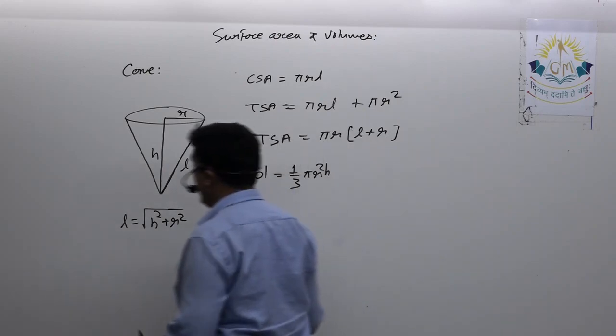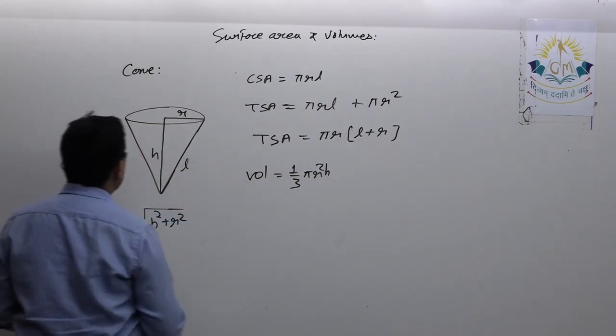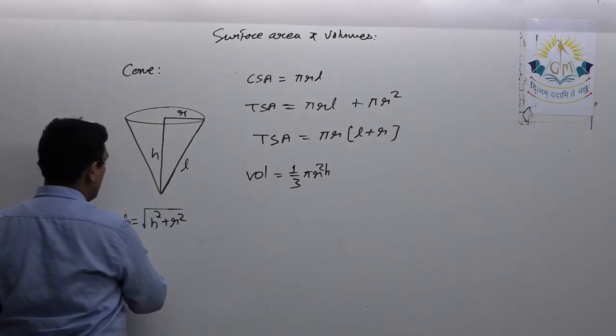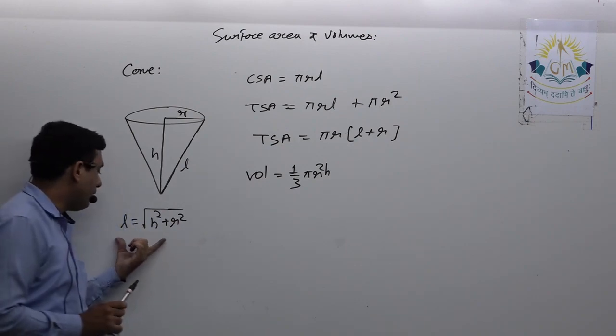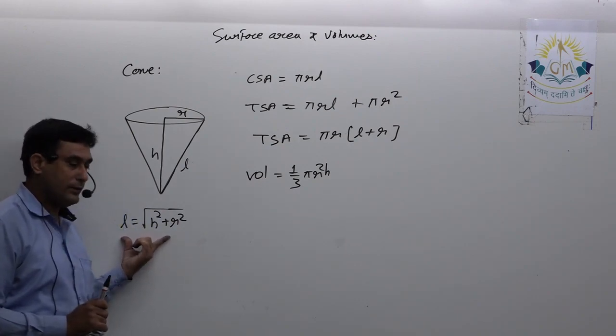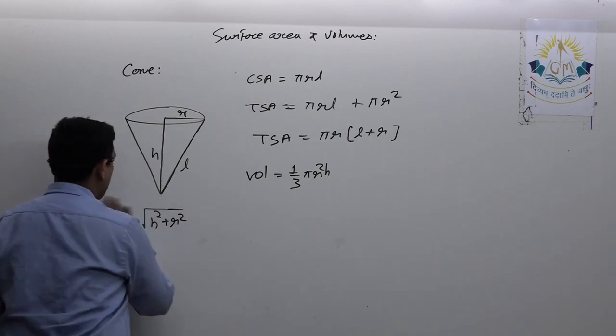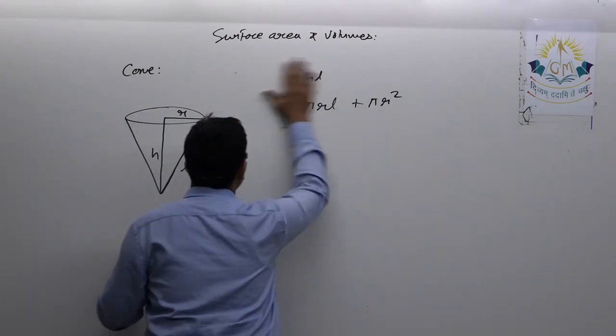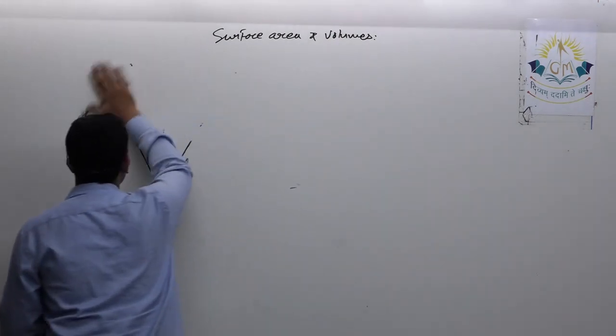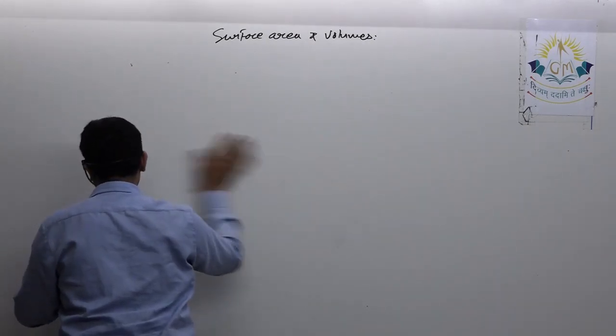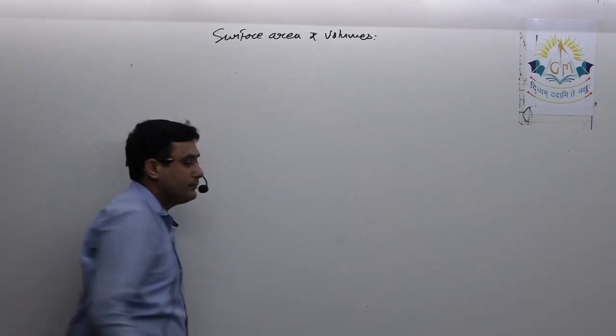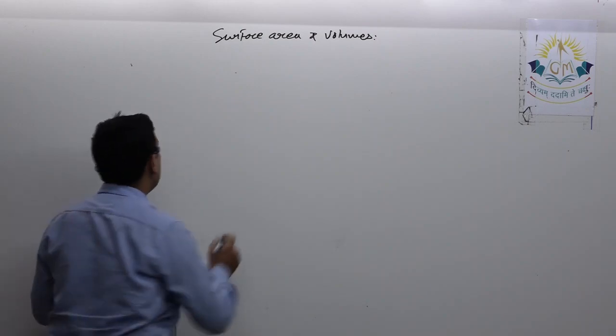Now next we will see, after this cone, over here you have to remember L is equal to root of h square plus r square. Now finally we'll come to the sphere.